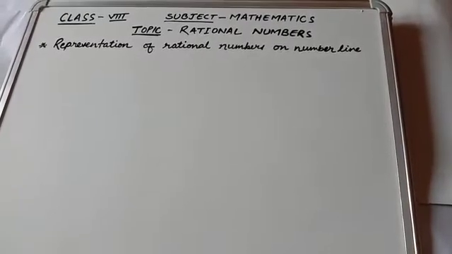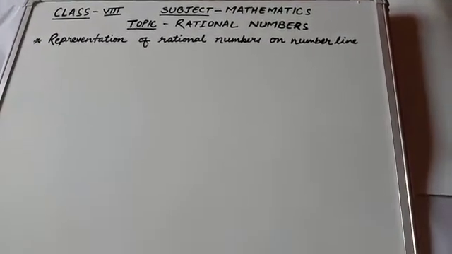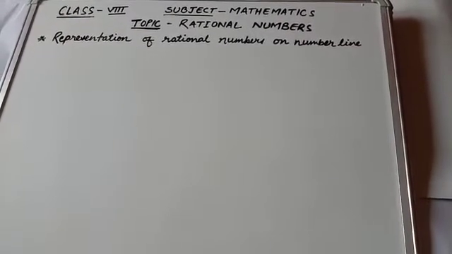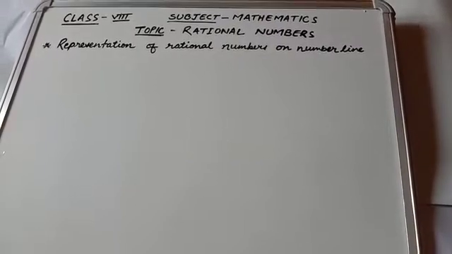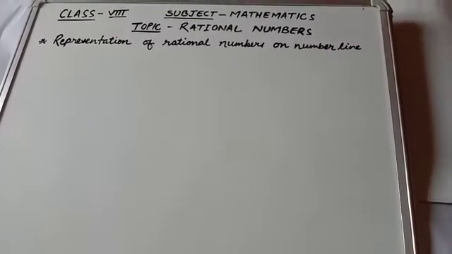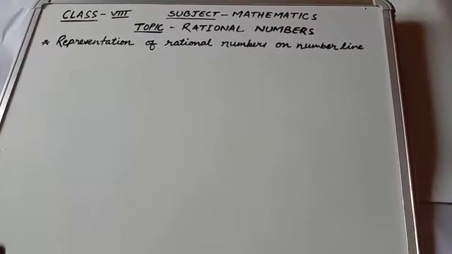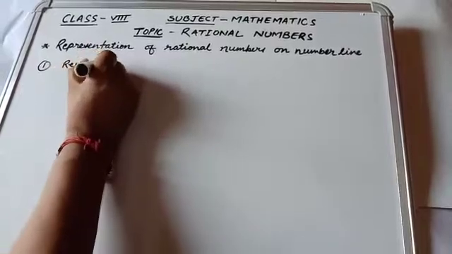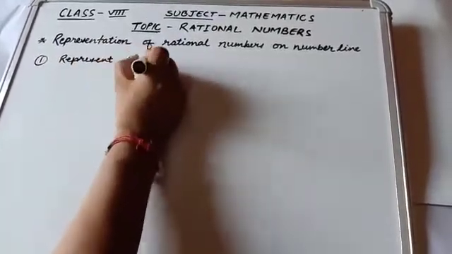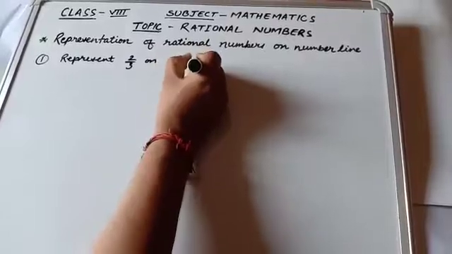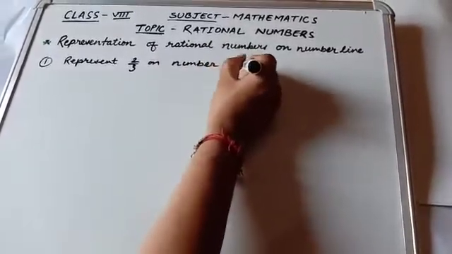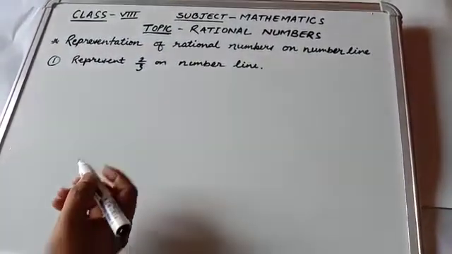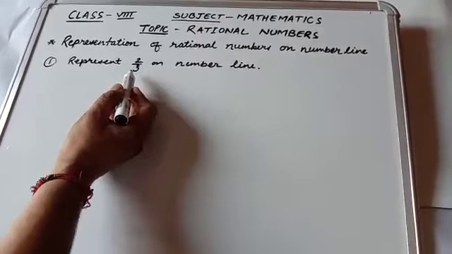Hello students, today in chapter rational number, first I will teach you how to represent rational numbers on number line with the help of few examples. So first I will take the example number 1. Represent 2 by 3 on number line. So student, first we will learn how to represent rational number on number line.